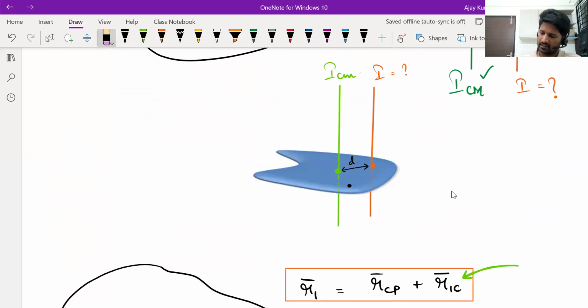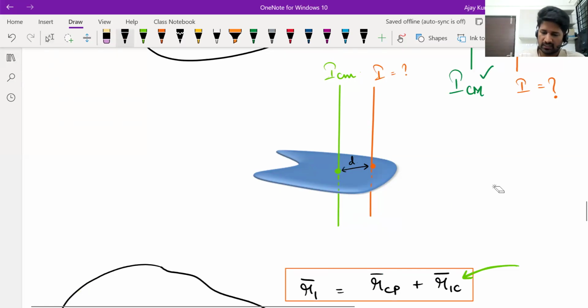In fact, any particle of this system that I take will be in the same plane formed by these three, connecting these three dots. Does that mean parallel axis theorem is valid only to a planar system? No, parallel axis theorem is valid to any system. You can have a three-dimensional system also.